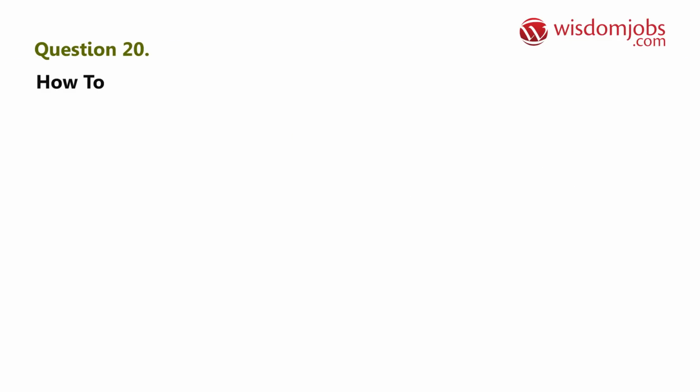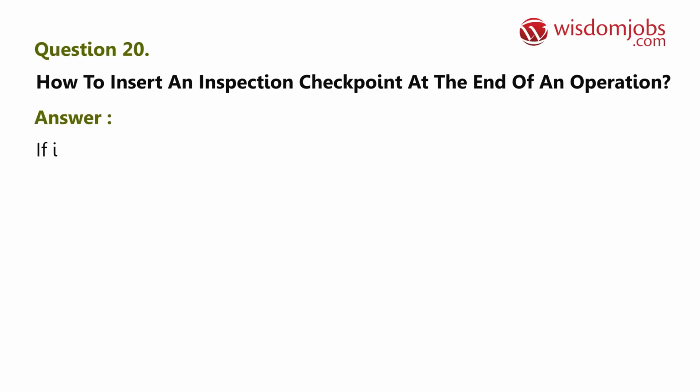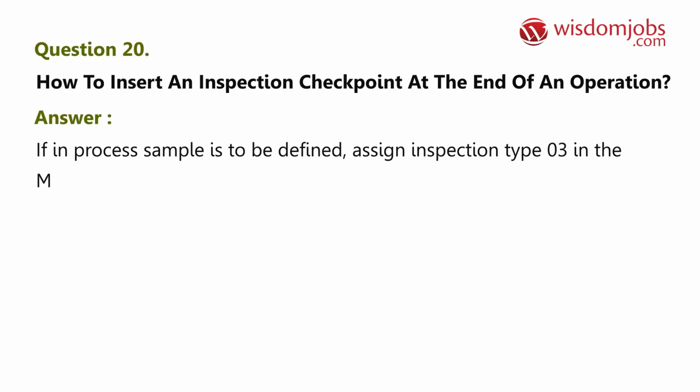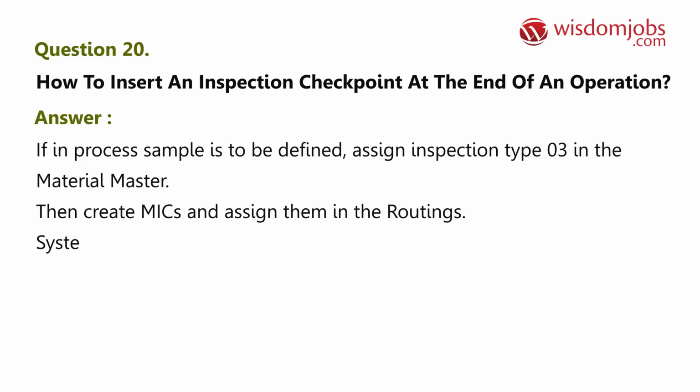Question 20. How to insert an inspection checkpoint at the end of an operation? Answer: if an in-process sample is to be defined, assign inspection type O3 in the material master, then create MICs and assign them in the routings. The system automatically generates the inspection lots.